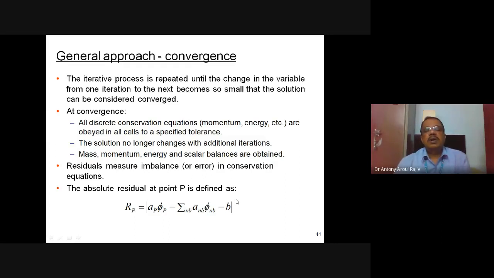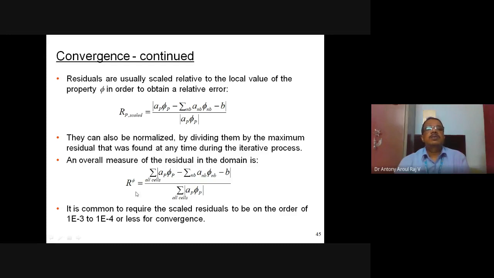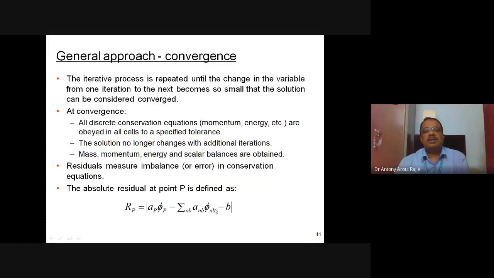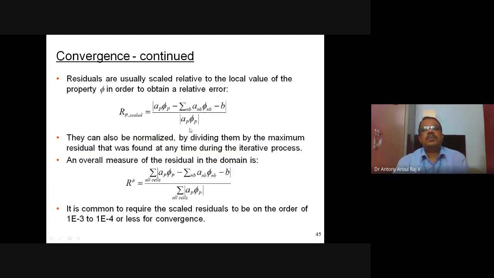So what is our purpose of iteration? I have to make this residue equal to 0. That is our purpose. Handling this residue will be a problem because sometimes it will have some dramatic values, a very high value or very low value, that is possible. So handling that will be very difficult. So whenever you have this problem of getting some dramatic value for residue, what you can do is take a ratio with the diagonal coefficient, that is a_P phi_P.